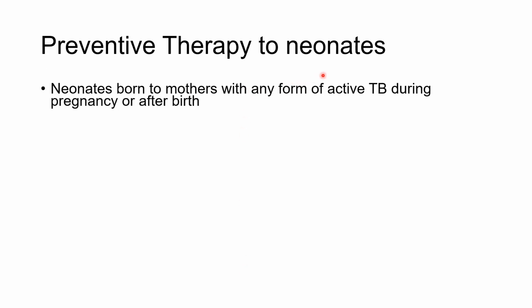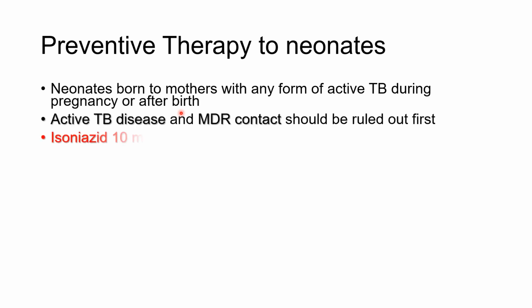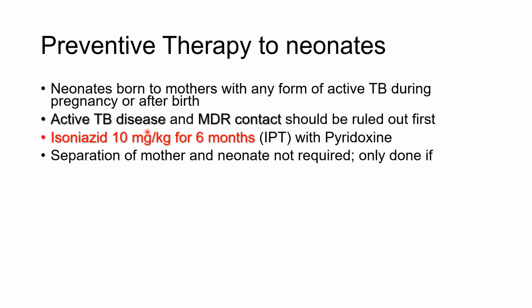What is preventive therapy to neonates? If a neonate is born to mother with any form of active TB during pregnancy or after birth, the child has to be given INH preventive therapy, that is isoniazid preventive therapy, 10 mg per kg per day for 6 months along with pyridoxine. But before giving this isoniazid preventive therapy, active TB disease and multi-drug resistant contacts should be ruled out first, because if active TB disease is there, monotherapy is a big no-no as we discussed before, and the patient has to be given complete therapy as per the pediatric TB regimen.